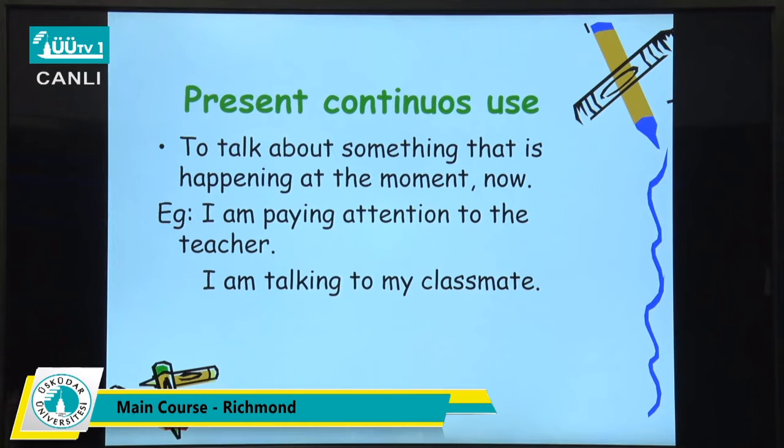Our second tense is present continuous tense. Where do we use this tense? We use this tense to talk about something happening in the moment, right now. For example, I am paying attention to the teacher. I am talking to my classmate. Or I am giving a lecture, just like I do right now.